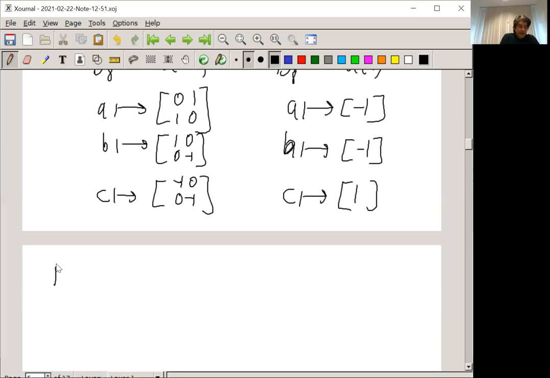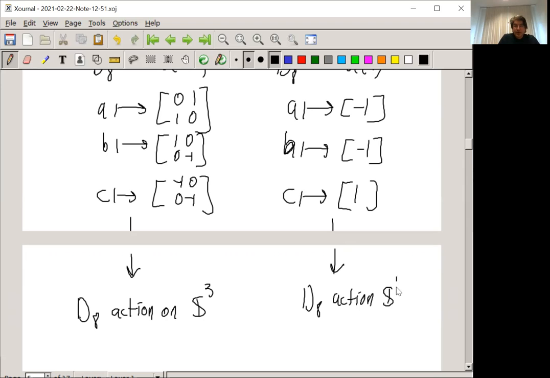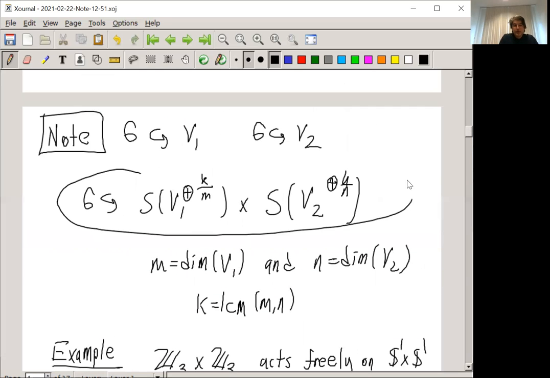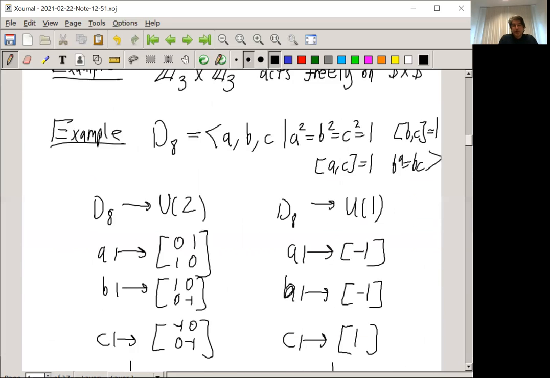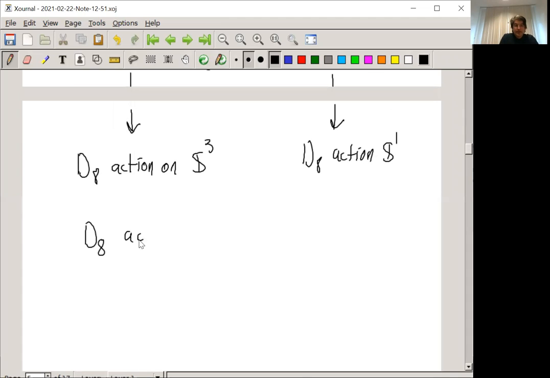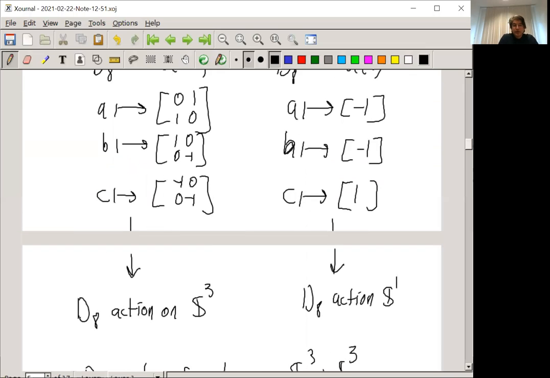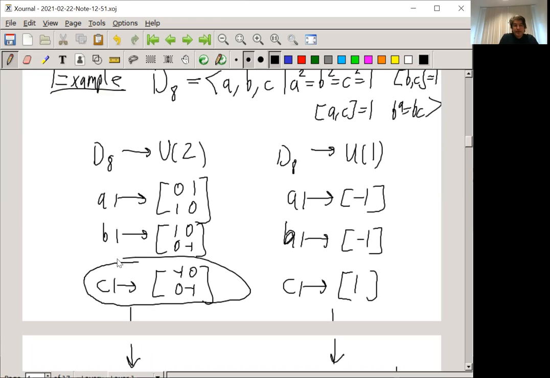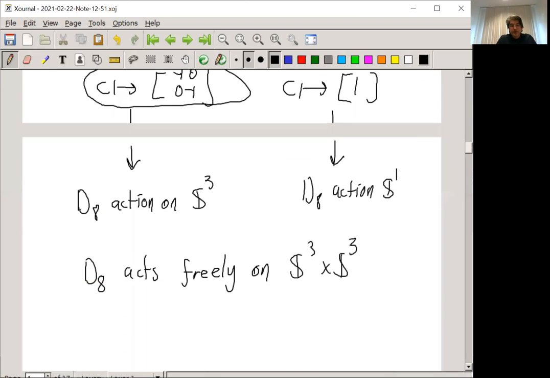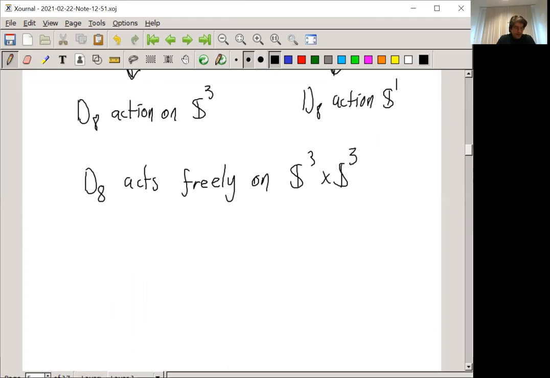Then, first of all, this part gives a D8 action on S3. This part gives a D8 action on S1, but as in the previous note, we could make the dimensions the same because these are coming from linear actions. So D8 acts freely on S3 cross S3, for example. In this action, C is acting freely, and in this action, A and B are acting freely. So you will end up having a free action.